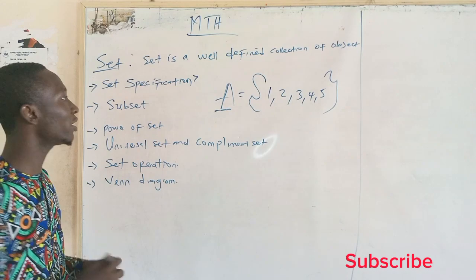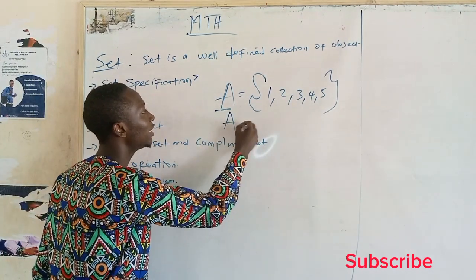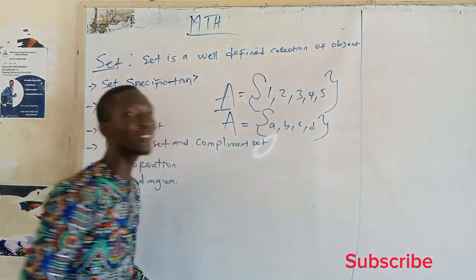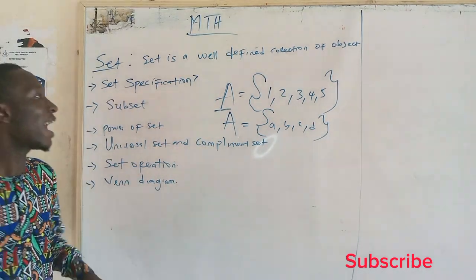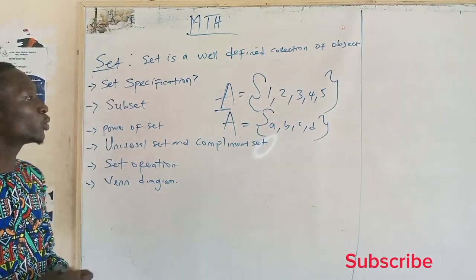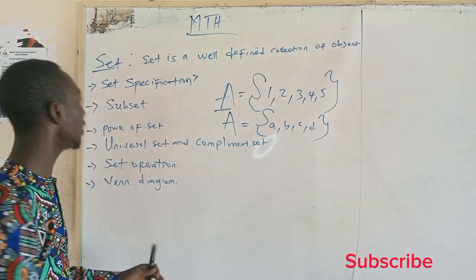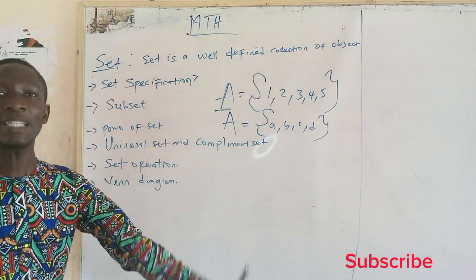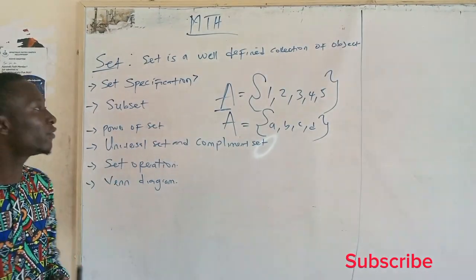Now let's take another instance. Let's say this is set A and the members are a, b, c, d. Now take note, members or items, if they are alphabets, you represent them with small letters. So please take note of this. It is very, very important. Now, since you know how to denote a set, let's take it to set specification.